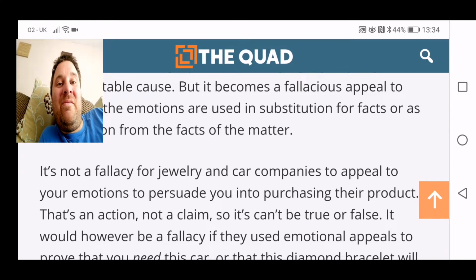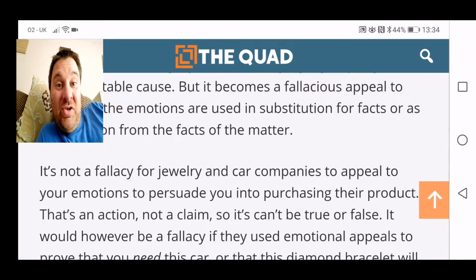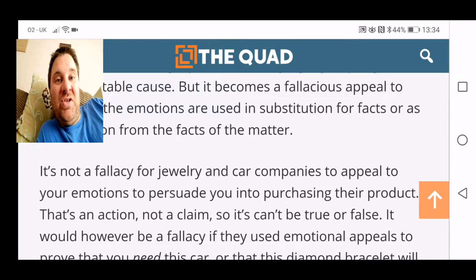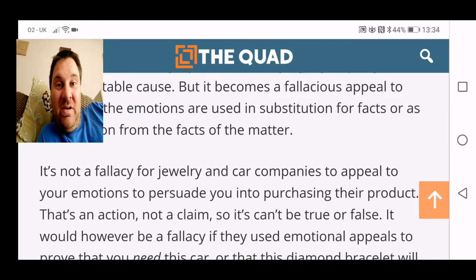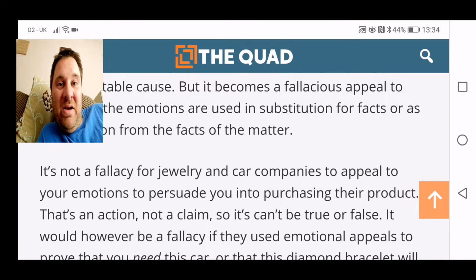To me, that is like a fallacy anyway. It is a fallacy for jewellery and car companies to appeal to your emotions to persuade you into purchasing their products, because we all know it's not good to make a decision based off of an emotion. If you're under the influence of an emotion and you have to make a decision under that emotion, that's not a good thing. You shouldn't be making decisions of any kind under the influence of any emotion. Yeah, because that's how you end up getting things wrong, and doing harm and damage to yourself or others. So to me that is wrong. It's a fallacy to me, it's wrong.